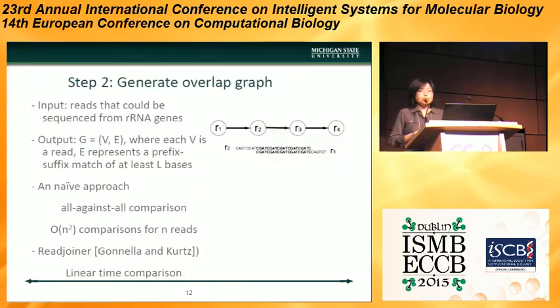After that, we're going to generate the overlap graph. You need to do an all-against-all comparison to find all the overlaps between reads. That's very expensive, quadratic. Fortunately, there are some advanced data structures available for overlap finding. We're using Readjoiner. It gave us an almost linear time implementation of this overlap graph.